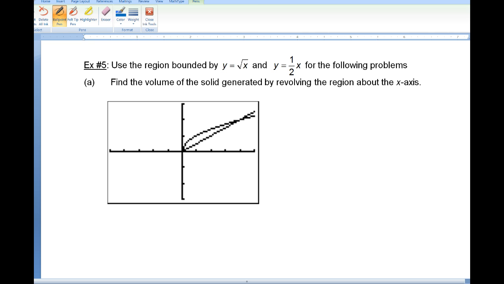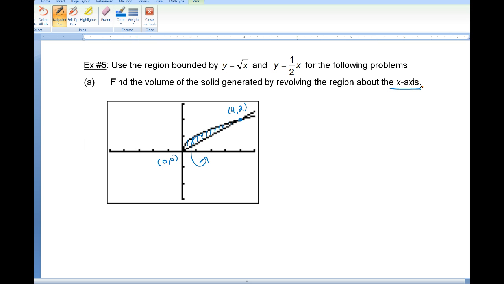So now we want to use the region bounded by the square root of x and 1/2 x. That picture's already drawn. So what do we need to do? We need to first figure out where do they intersect. Well, this is 0, 0. And where else do they intersect? 4, 2. And so imagine this getting rotated about the x-axis.